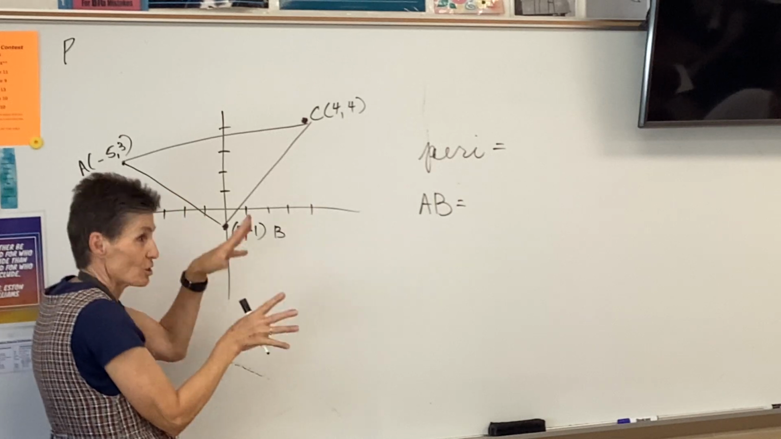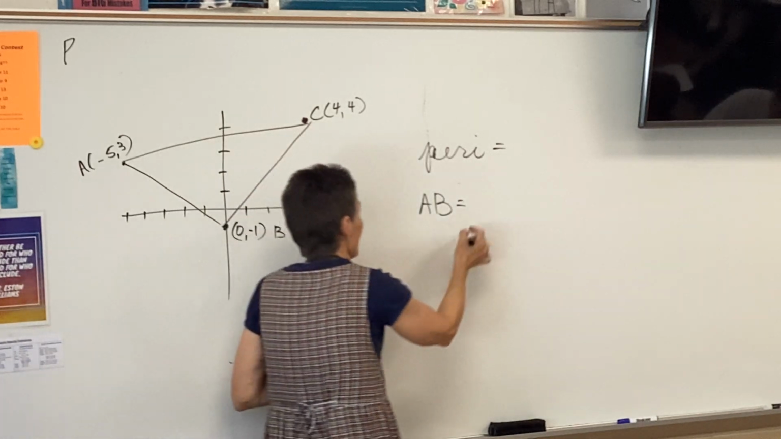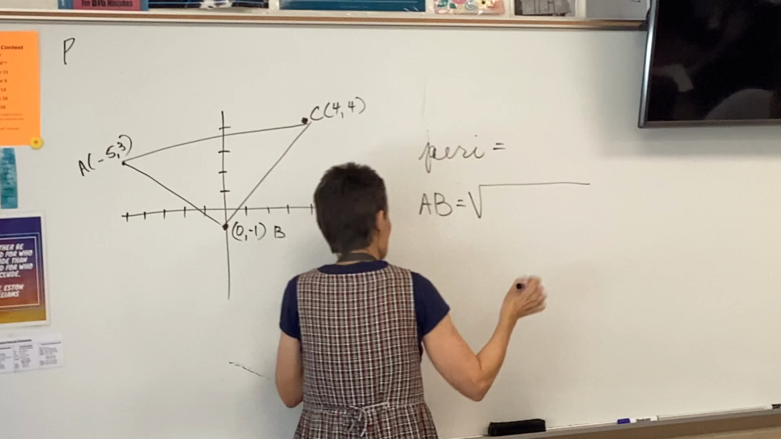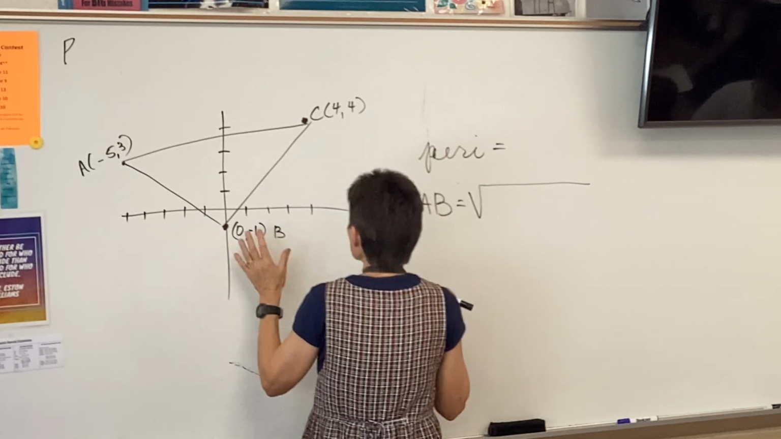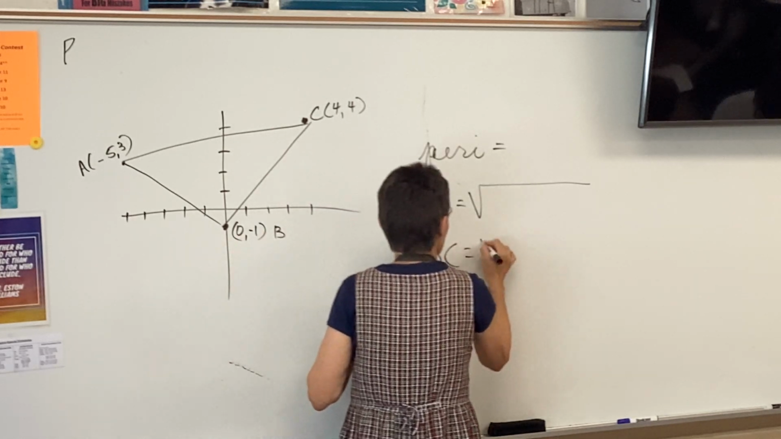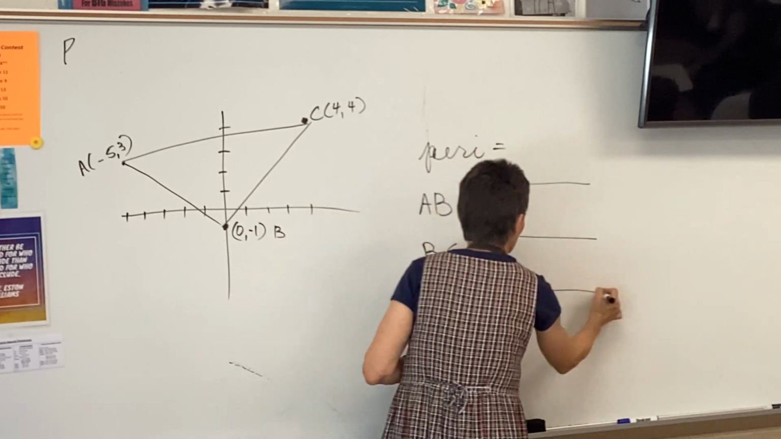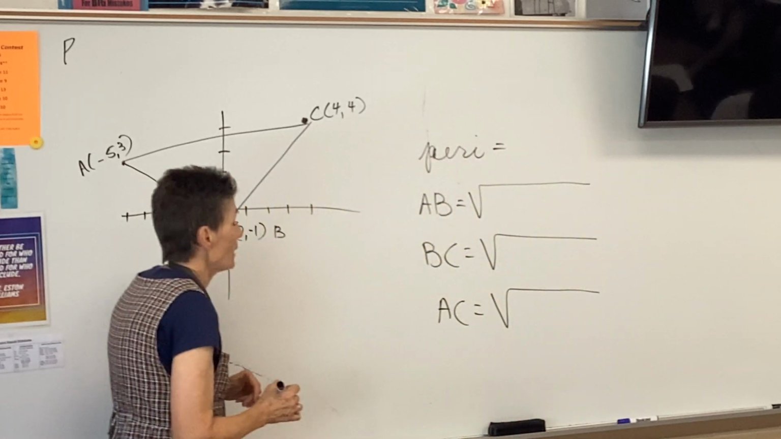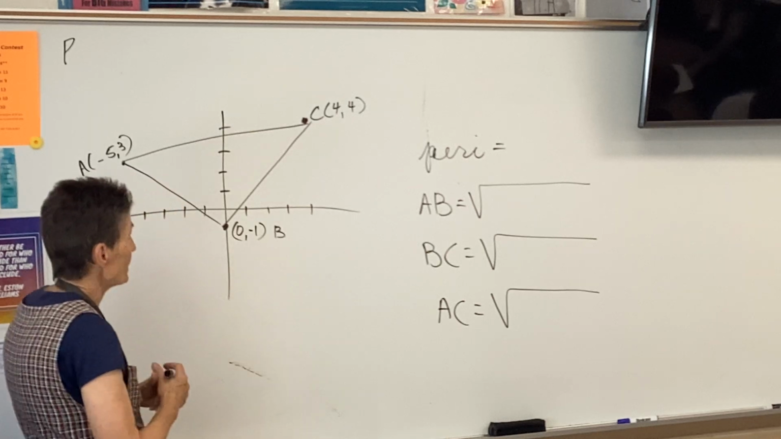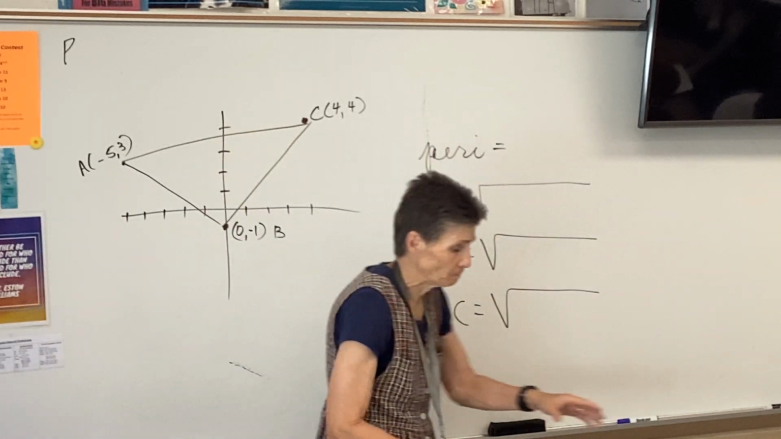How am I going to do that? It's distance. We just talked about it. We're going to find the distance. So on your own, right now, keep working. You're going to find AB, BC, and AC. We need all 3 of them. We're going to do perimeter. So go ahead and start doing your distance formula.